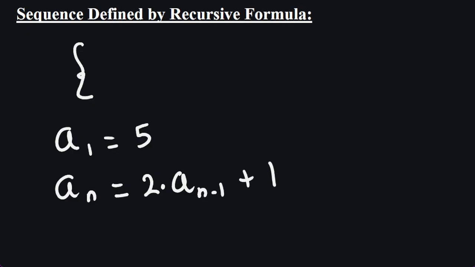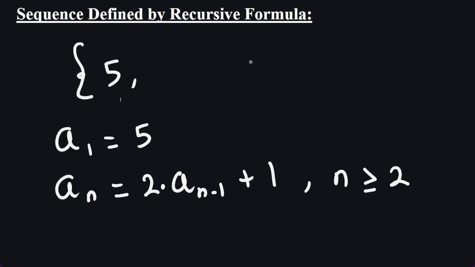This formula only works as long as n is greater than or equal to 2. So it doesn't work for n is 1. But that's fine, because we already know what a sub 1 is. It's 5. So let's see if we can build out our sequence with these rules. We already know the first term right off the bat. A sub 1 is 5, so we'll put a 5 in our sequence.